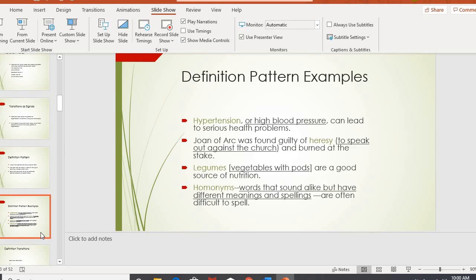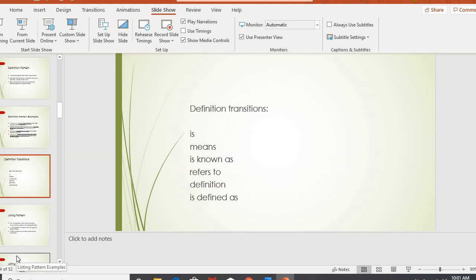Here are some examples. Hypertension, or high blood pressure, so it's set off by commas as well as a synonym, or. Here they put the definition of heresy in parentheses. Here they use the brackets, and here they use dashes. If they don't use those punctuation clues, they could use words or phrases like is, means, defined as, known as. That lets you know that an author is about to define a word. That is our first pattern of organization.